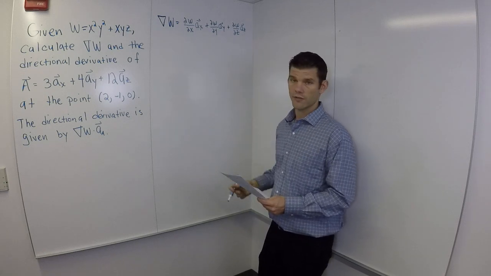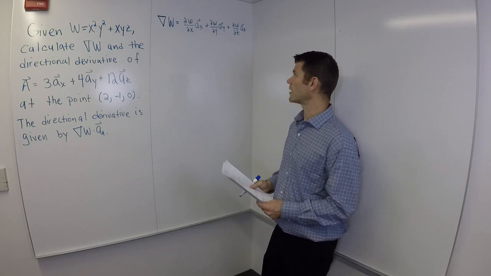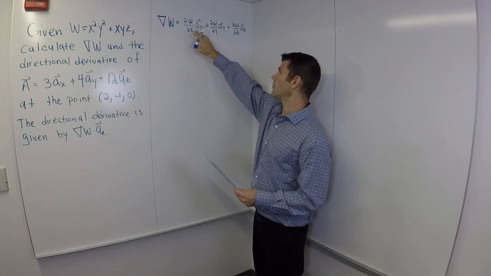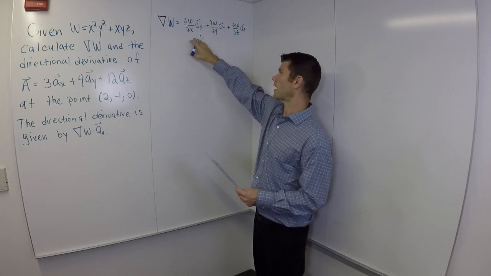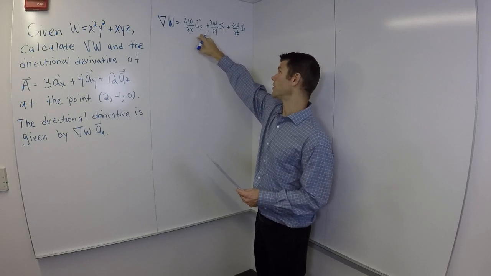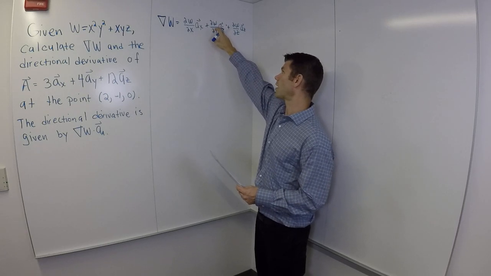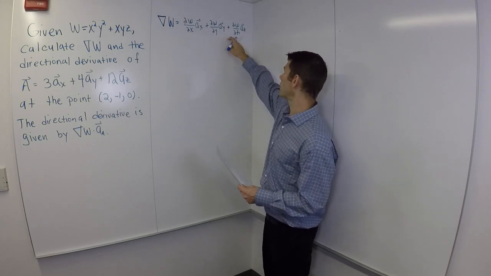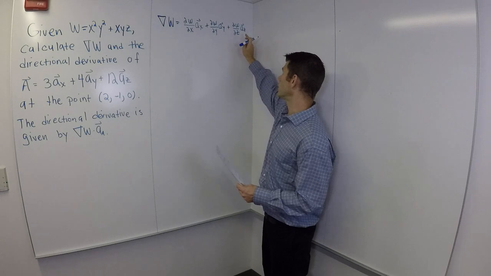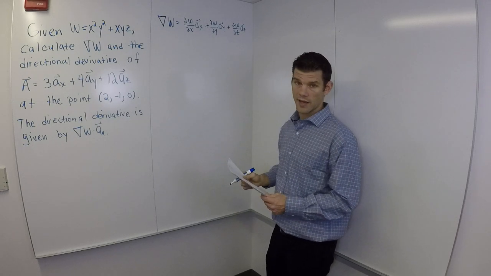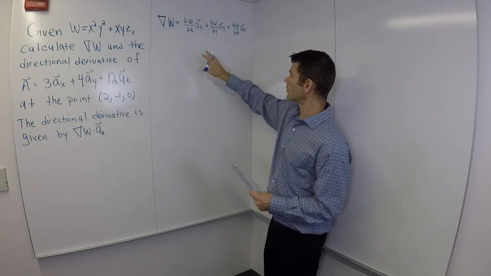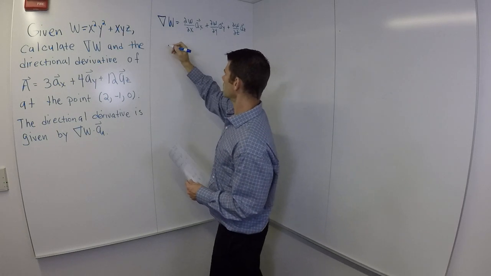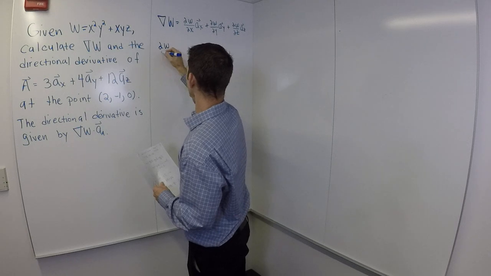First, we have the definition of the gradient. In Cartesian coordinates, the gradient is defined by the partial derivative of w with respect to x, multiplied by the ax unit vector, plus the partial derivative of w with respect to y, multiplied by the ay unit vector, plus the partial derivative of w with respect to z, multiplied by the az unit vector. So let's calculate this equation. Let's first calculate those three partial derivatives.